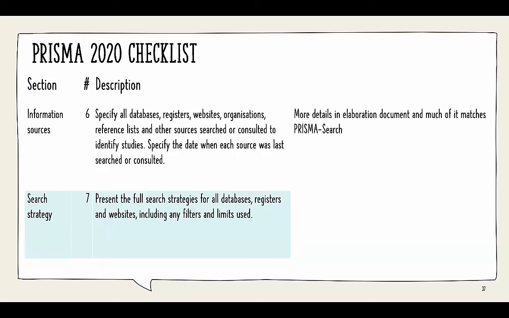And I think sometimes when we read database searches, when you look at the numbers, it's clear that they had some kind of filter, because they wouldn't have got such a small number if they didn't have some kind of filter on. So it's really important to report any filters, limits, other things like that that are used.